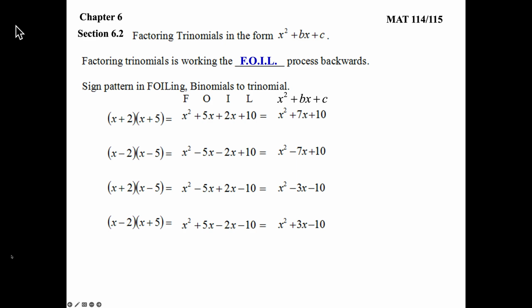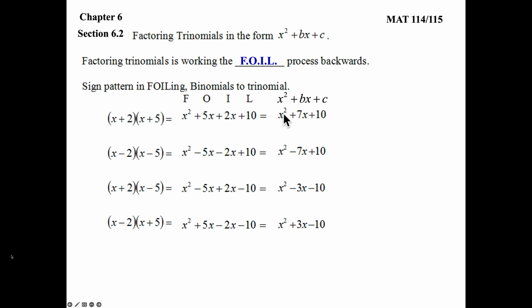Welcome to section 6.2, where we're going to focus our attention on factoring trinomials in the form of x squared plus bx plus c. Our factoring of trinomials is working the FOIL process backwards that we did back in chapter 5. Alright, so if you look at the FOILing of two binomials, and all I'm going to do is change the signs, there is a distinct pattern in the signs of our answers in our trinomials over here.